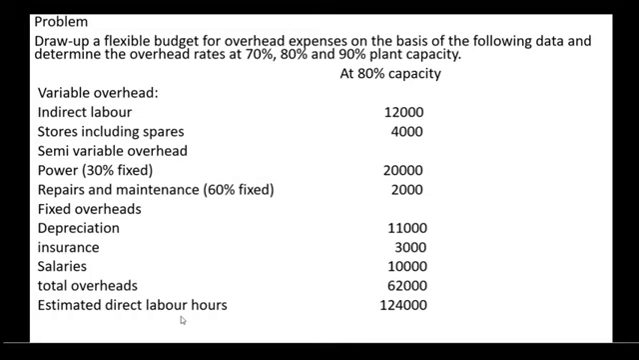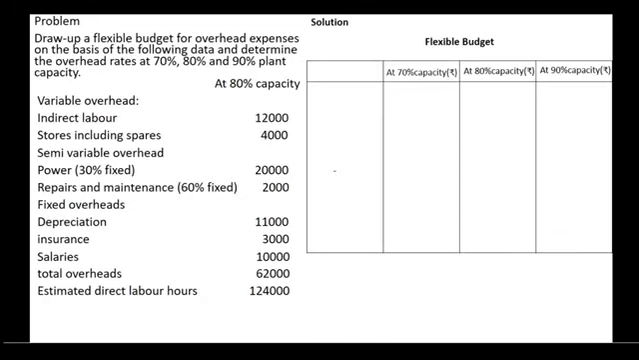So this is the flexible budget format. So first here we enter at 70% capacity in rupees, at 80% capacity in rupees, at 90% capacity in rupees. So in this problem they have given the information about the 80% capacity. So that's why in each and every item first we enter the 80% capacity amount. On the basis of this 80% capacity, we find out the 70% capacity and 90% capacity amount.